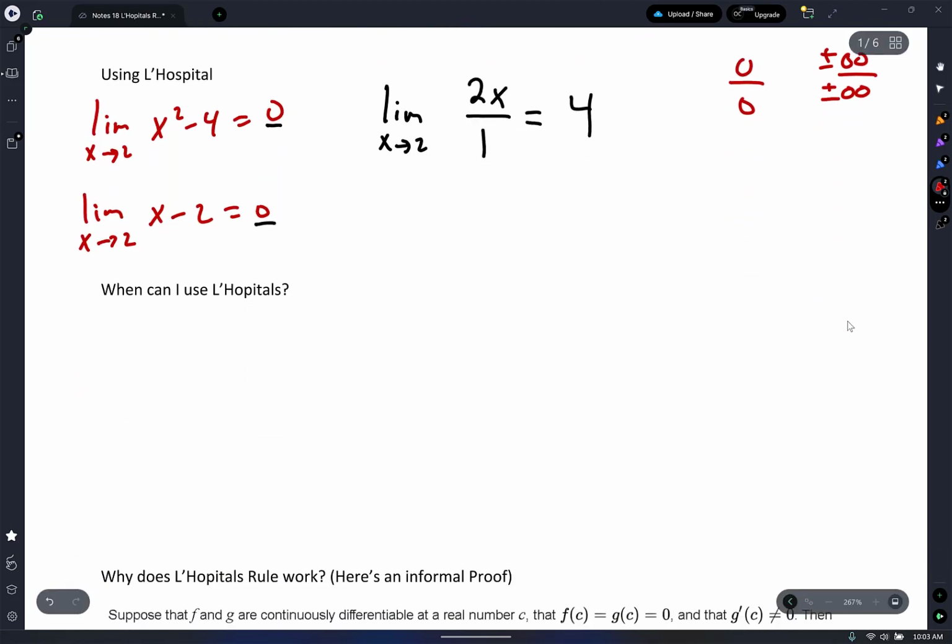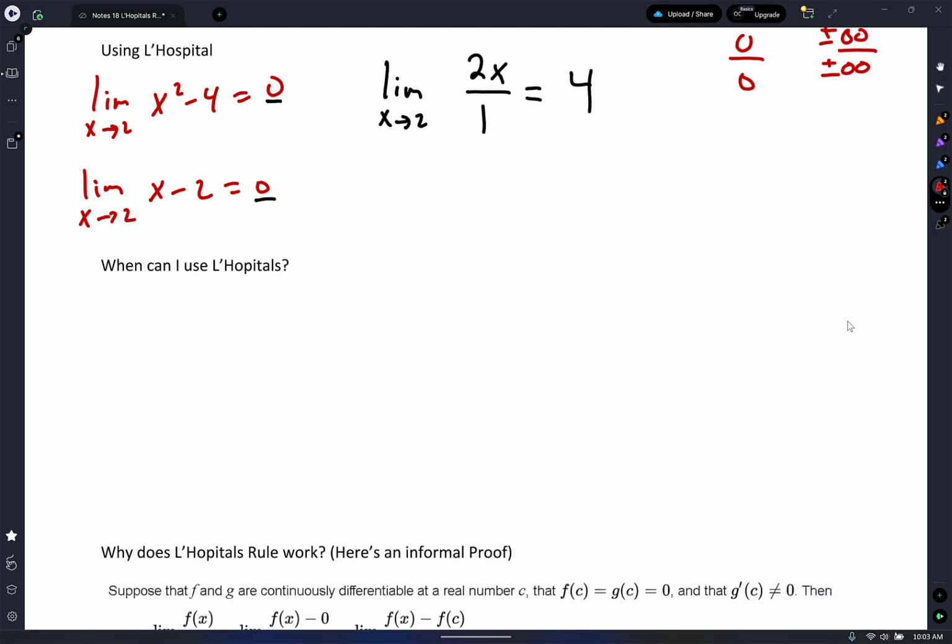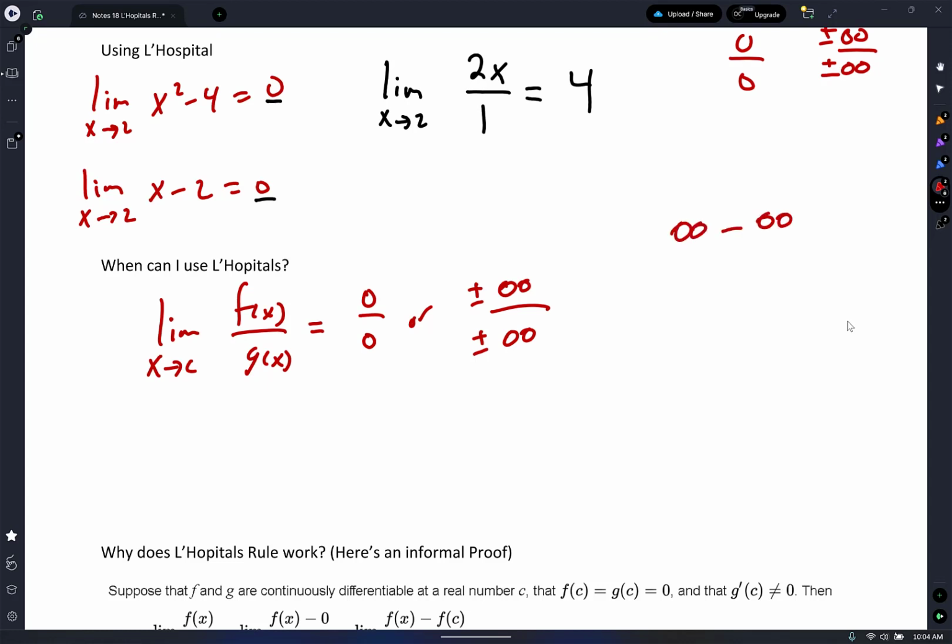So when can I use L'Hôpital's rule? I can use it when I get this. And now remember, don't equal it to that. Limit as x approaches c of f of x over g of x. If you plug in a c and you get 0 over 0 or infinity over infinity. Now, there's many other forms. There's also infinity minus infinity, but College Board doesn't focus on that one. There's also 1 to the infinity or negative 1. There's all types of indeterminate forms. 0 to the 0. Okay, I'll stop talking.